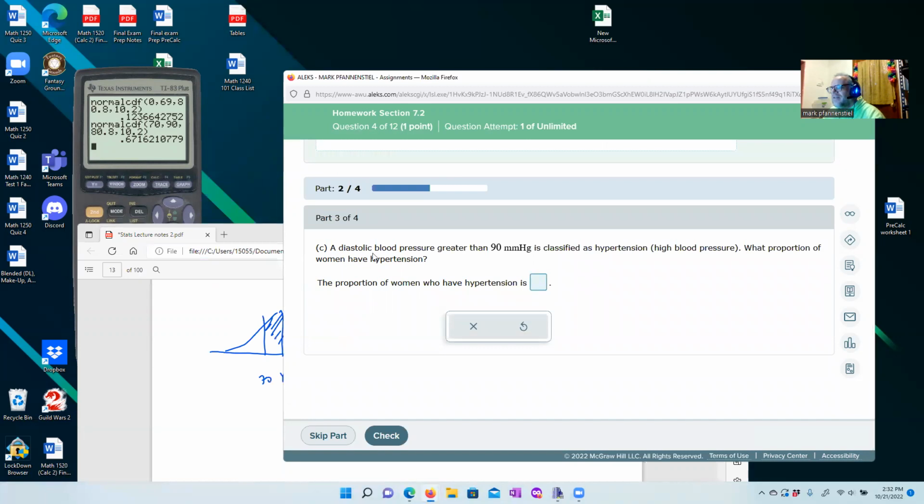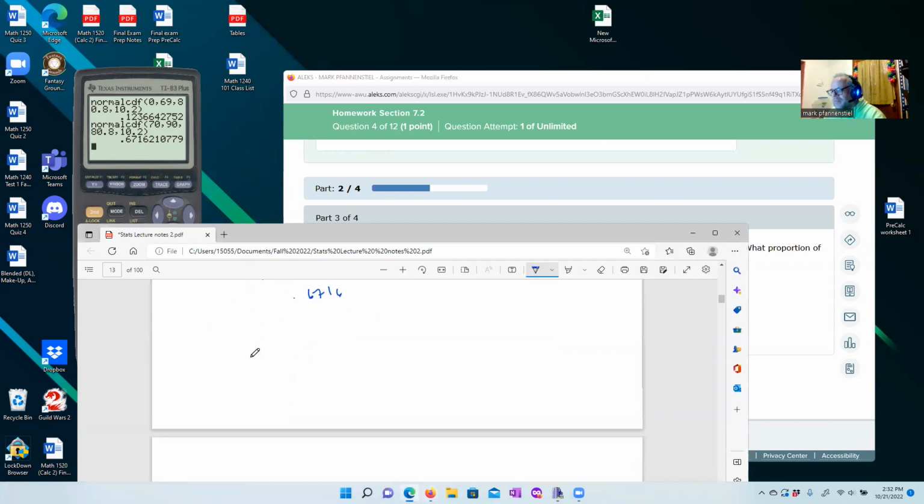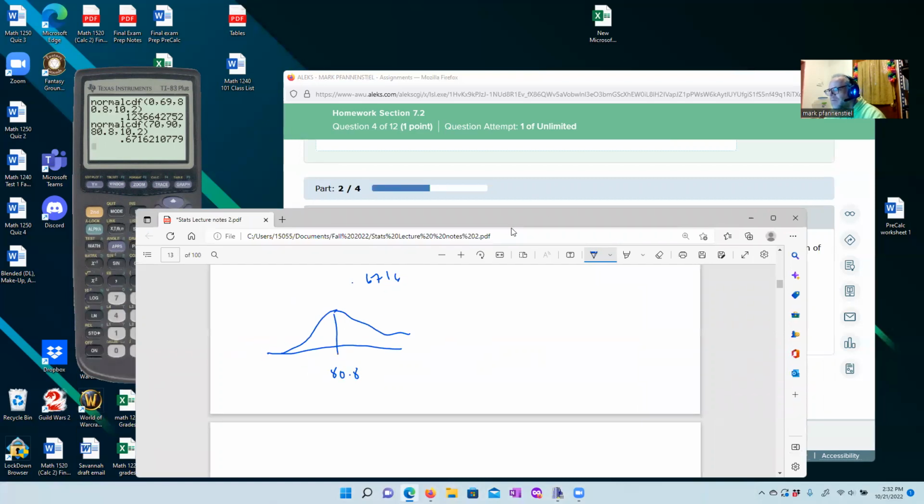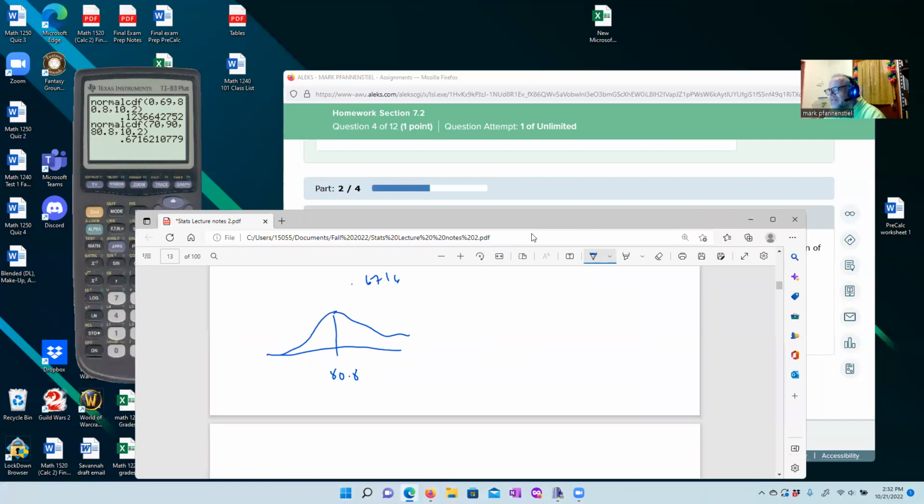Okay, a systolic pressure greater than 90 is classified as hypertension. I know that well. What is the proportion of women who have hypertension? So here we're going to go back to our same scenario. We're still looking at an average, right? What was our average? It was 80.8, I believe. Okay, and they want the probability that somebody has higher than 90.